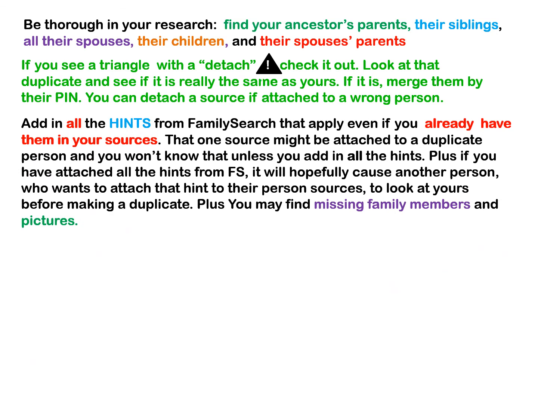Add in all the hints from FamilySearch that apply, even if you already have them in your sources. That one source might be attached to a duplicate person, and you won't know that unless you add in all the hints. Plus, if you have attached all the hints from FamilySearch, it will hopefully cause another person who wants to attach that hint to their person's sources to look at yours before making a duplicate. Plus, you may find missing family members and pictures.